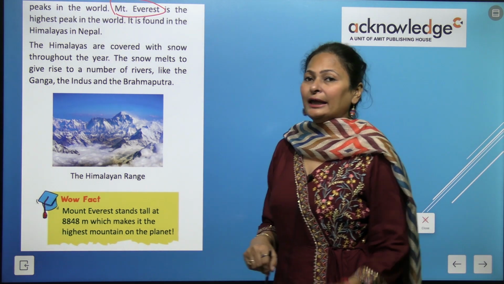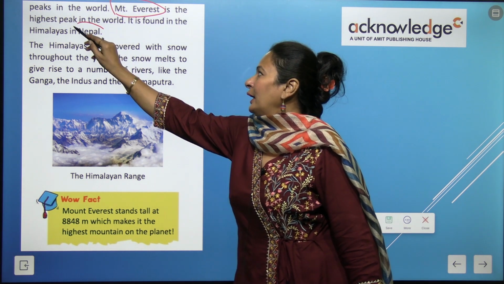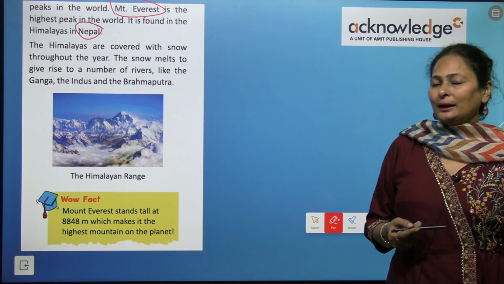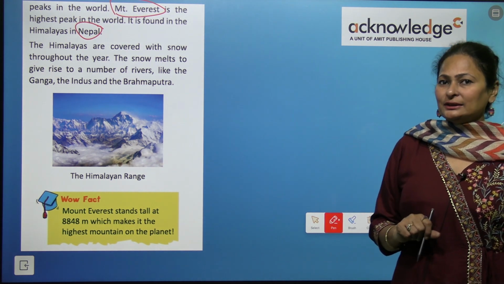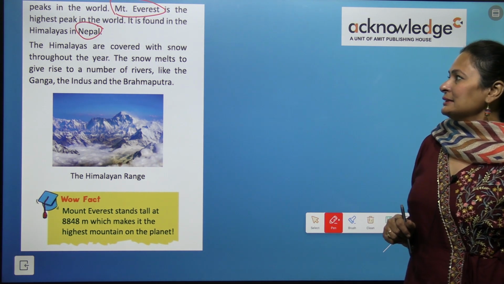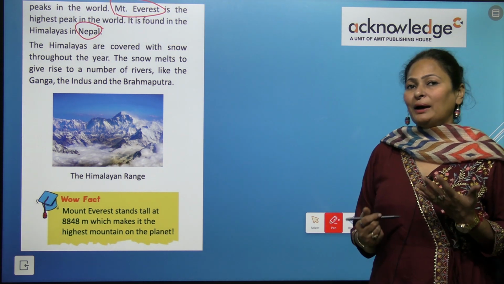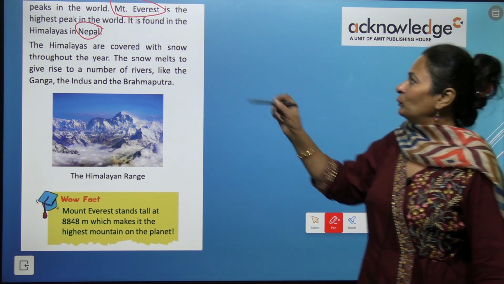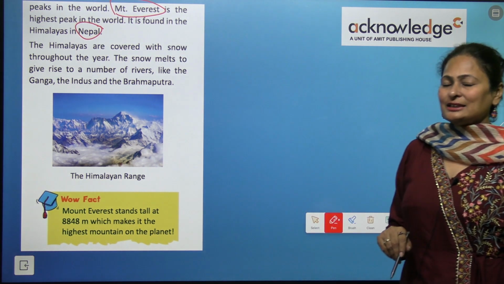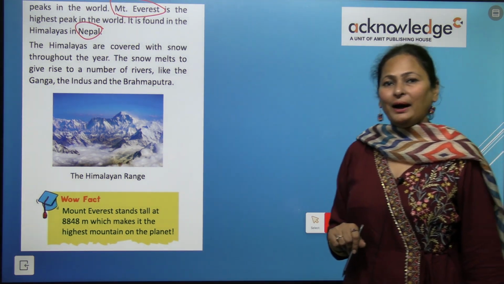It is found in the Himalayas in Nepal. Nepal is our neighboring country. In the previous chapter, we learnt about our neighboring countries, kids. So, Nepal is our neighboring country. The highest mountain peak of the world, which is Mount Everest, is situated in Nepal.